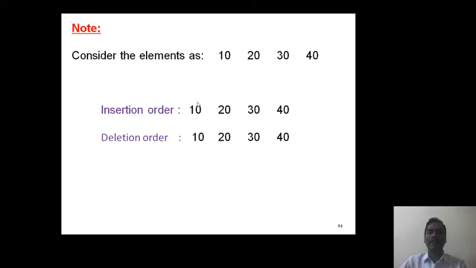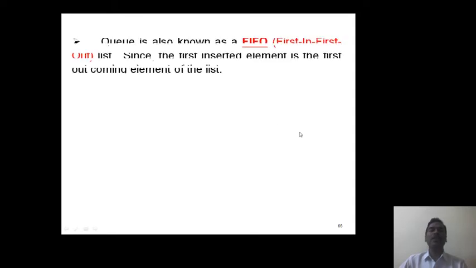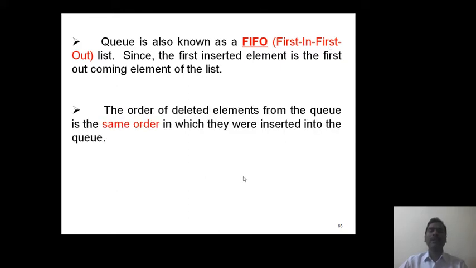Here 10 is the first inserted element. Now first 10 is the deleted element. So the first inserted element is the first deleted element. Hence, a queue is also known as a FIFO, first in first out list. So in the queue data structure, the order of deleted elements is the same order in which they were inserted into the queue.